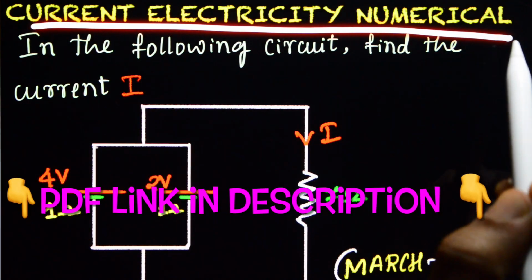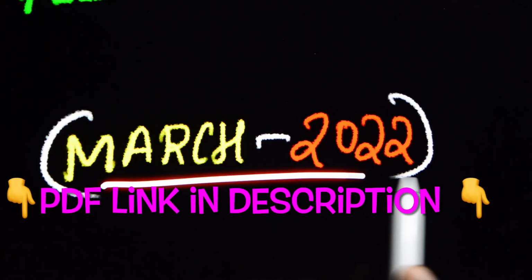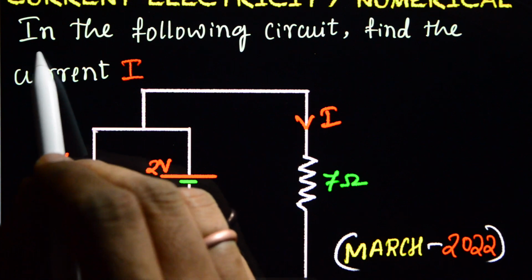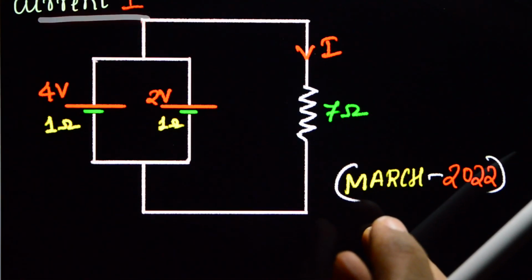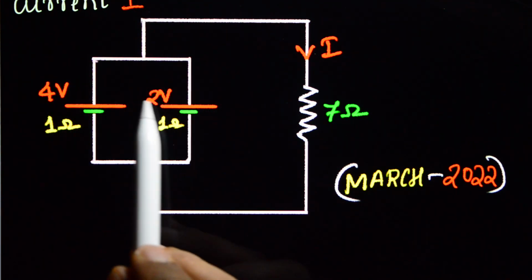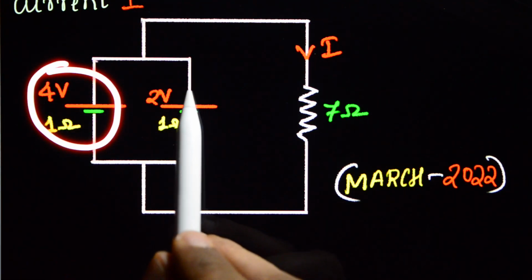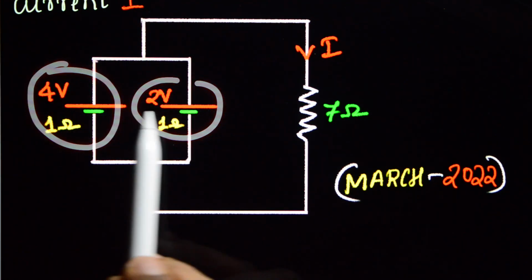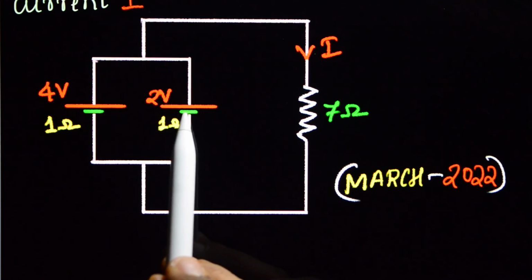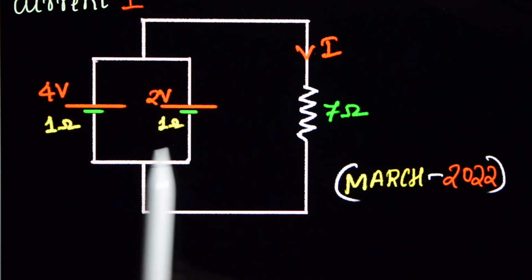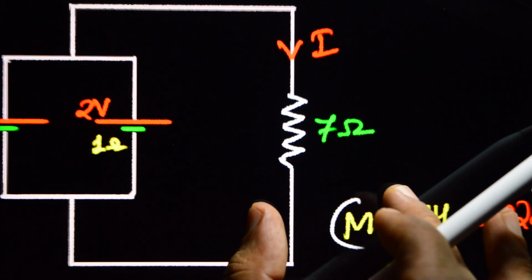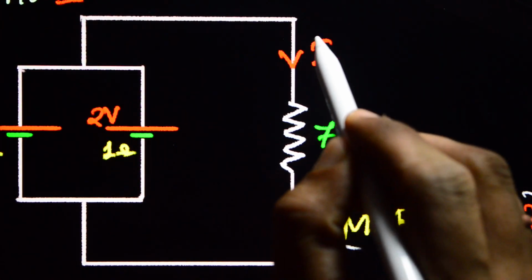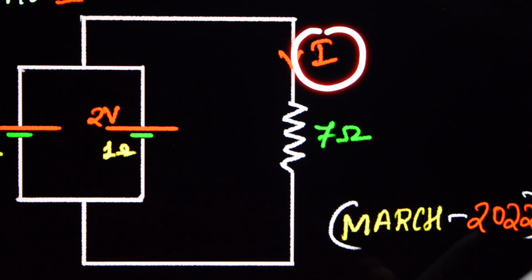Current electricity numerical, March 2022. In the following circuit, find the current I. Here, this is the circuit in which 4 volt and 2 volt cells are connected in parallel. Now this combination is connected to an external resistor of resistance 7 ohm, and we need to find the current through this 7 ohm resistor.